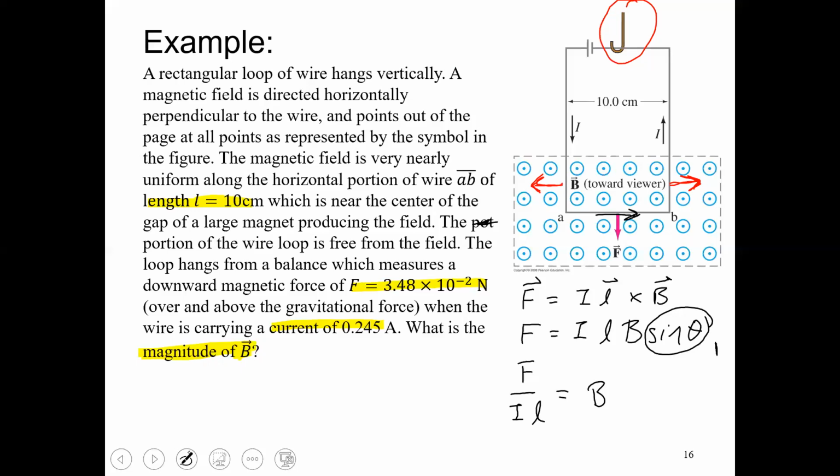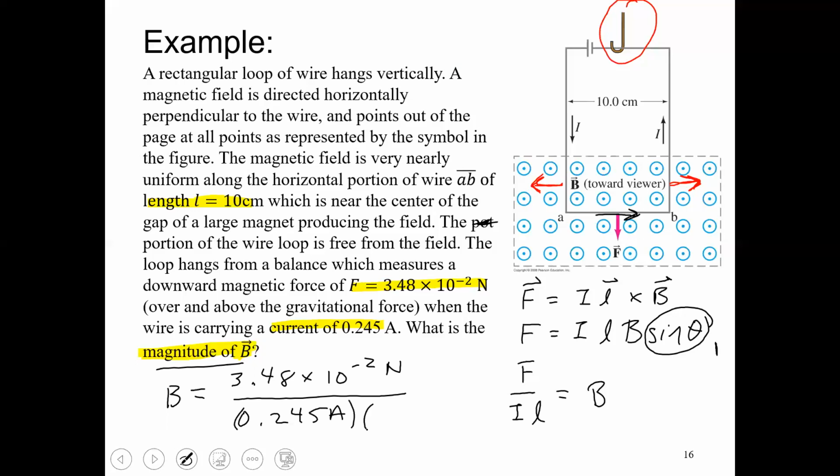So all we need to do for our answer to the magnitude of our magnetic field is take our given force, 3.48 times 10 to the minus 2 newtons. That's in standard units. Our current, 0.245 amps, that's in standard units. And our length, 10 centimeters. Well, we need to change that to meters. And we would get the answer that the magnitude of our magnetic field is about 1.42 Teslas. Easy enough.